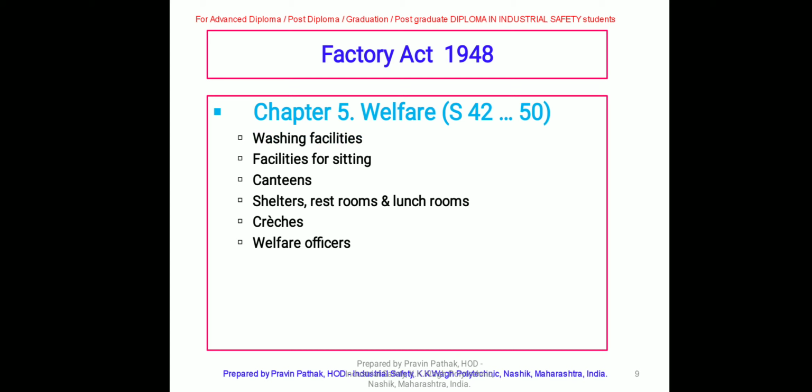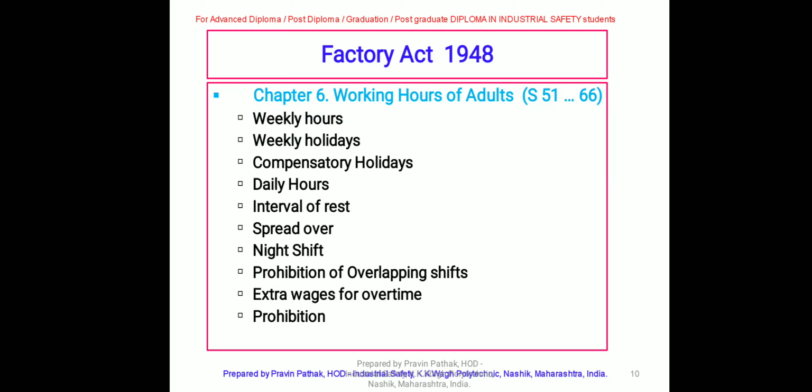are given. So some guidelines: how many canteens should be there? For one canteen, what is the minimum number of workers; for how many women crèches should be there, or are essential or compulsory; or what type of washing facilities should be there in the industry, etc. So all these are discussed under sections 42 to 50, that is chapter 5 under the title welfare.